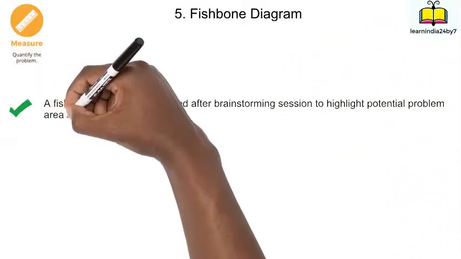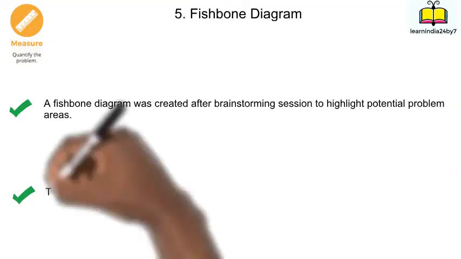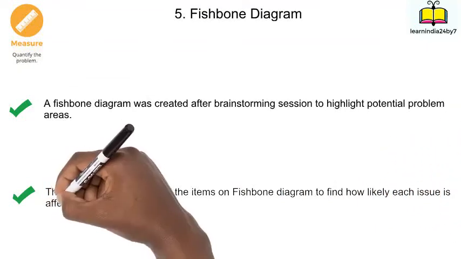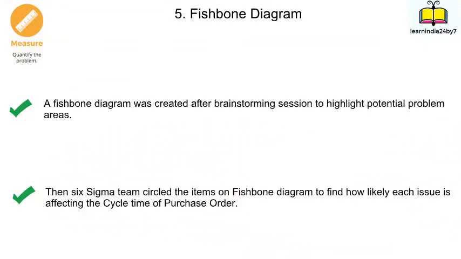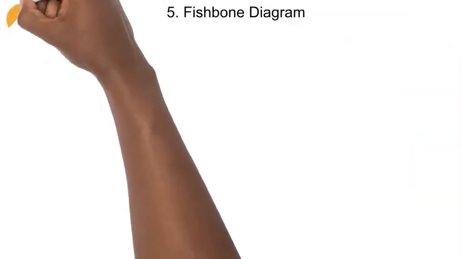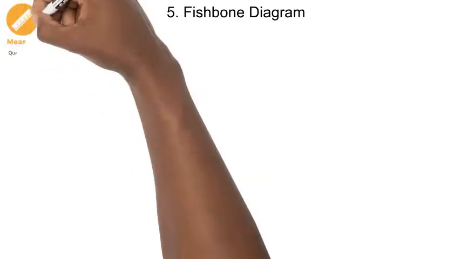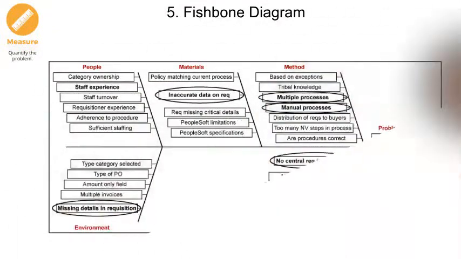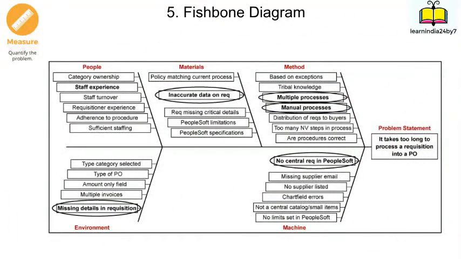Further, the Six Sigma team developed the Fishbone Diagram to highlight the potential problem areas. In the next stage, the team circled the items on the Fishbone Diagram to find how likely each issue is affecting the cycle time of purchase orders. With the completion of the Fishbone Diagram, the team completed all the deliverables in the measure phase and moved further into the analyze phase.